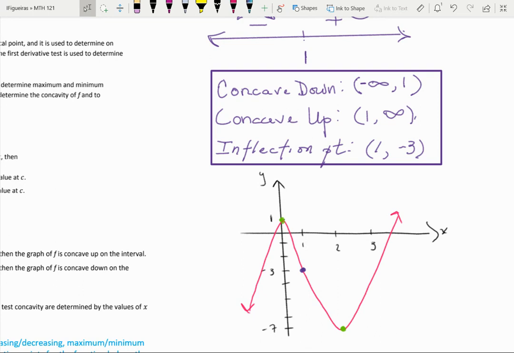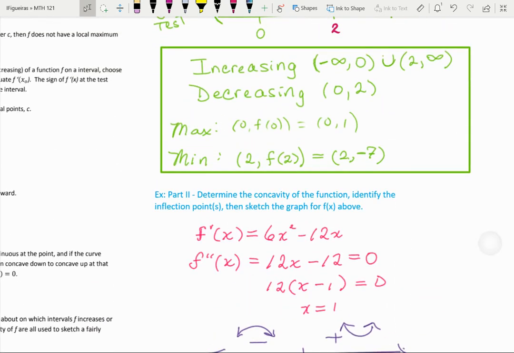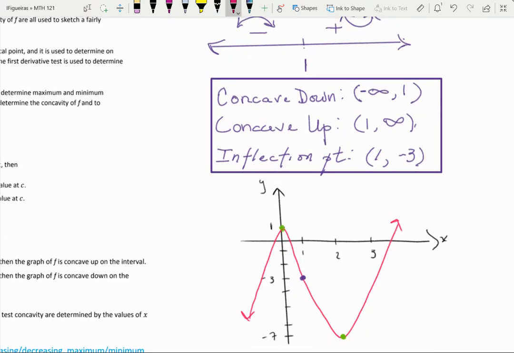All right, so now we need to sketch this. And when we do, we're going to use our first and second derivative. So just to remind you, the first derivative said that it is increasing from negative infinity to 0. So let's see if that works here. This is increasing from negative infinity to 0. So we see that right here. And then it was decreasing from 0 to 2. So we see that right here. And then it's increasing again from 2 to infinity. So the first derivative is certainly reflected here.